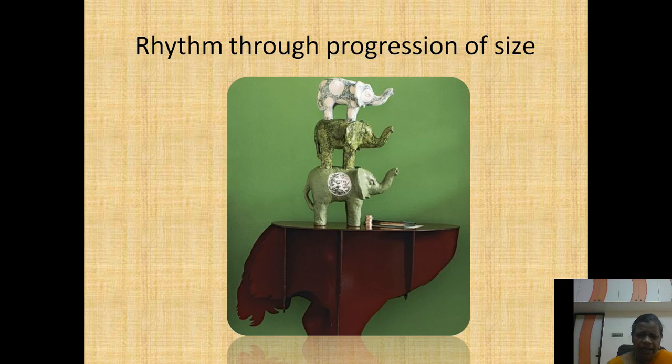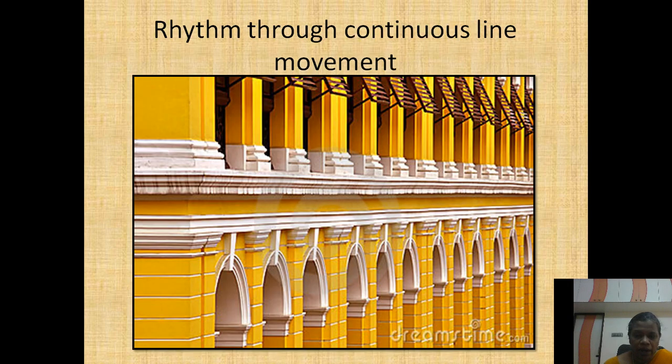Next one is continuous line movement. This you may have seen in any temple or any palace, etc. This form of rhythm is obtained by using a curved line. In this type of rhythm, the rhythm is unbroken and gives a feeling of continuous movement. Here the lines are unbroken, they are not broken, and give a continuous movement.